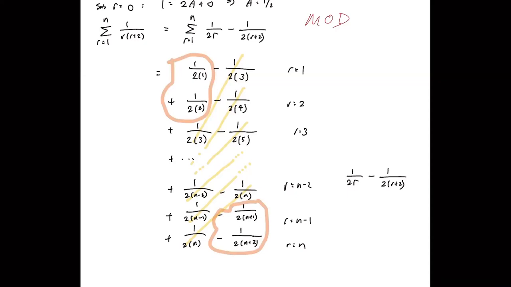So 4 terms that are remaining in total. So now let's just summarize that. It's 1 over 2 times 1, which is half, plus 1 over 2 times 2, which is 1/4, minus away 1 over 2 bracket n plus 1, minus away 1 over 2 bracket n plus 2. Okay. Then what did they ask for?